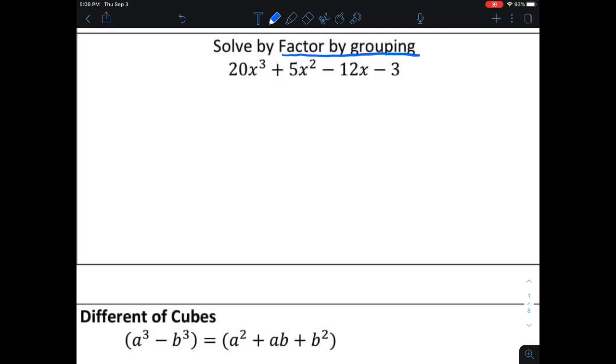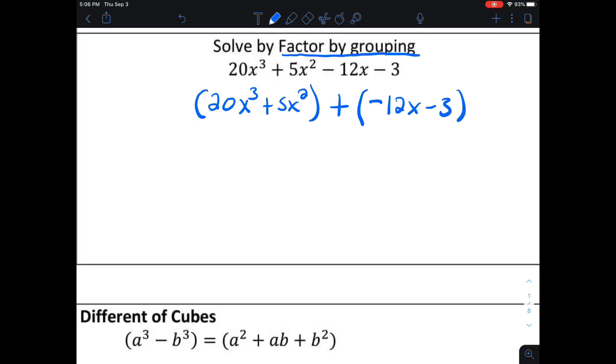You usually encounter these problems when you have 4 terms, and what you try to do is group these into pairs. So I'm going to group these into pairs, and we're going to try the first two together. So 20x to the third plus 5x squared. And then I'm going to group the second set in a pair as well. So I have to have a plus sign in between these two, which means I'm going to have negative 12x minus 3 in this second set of parentheses.